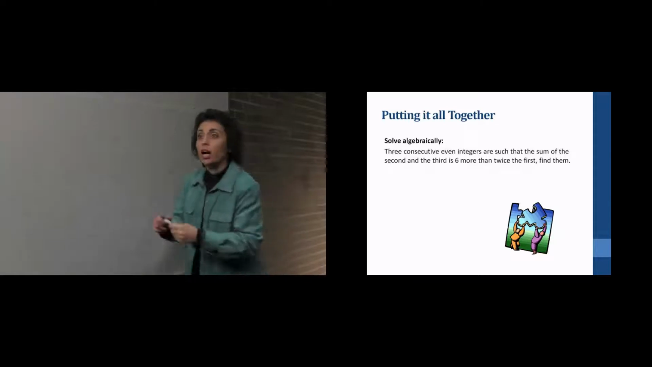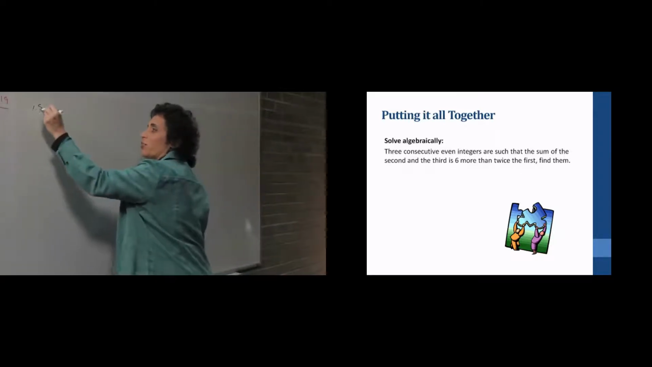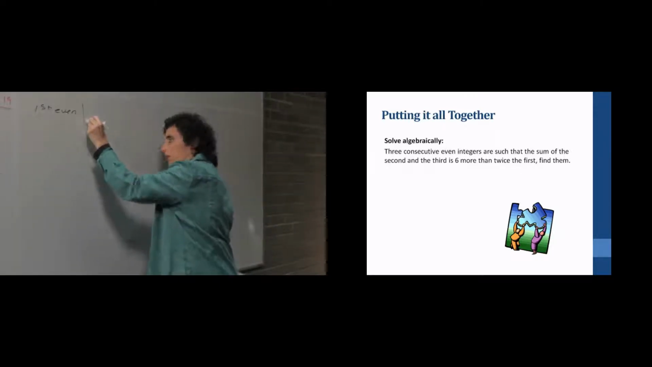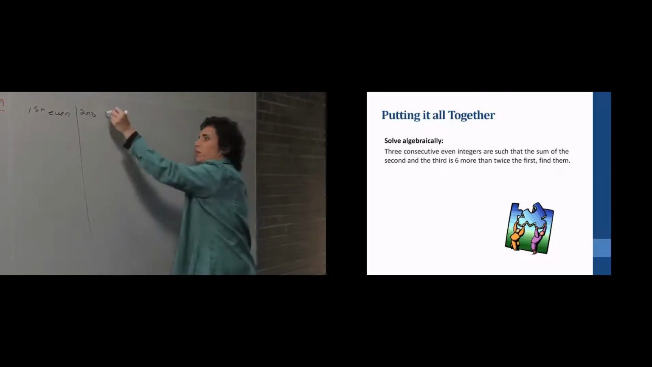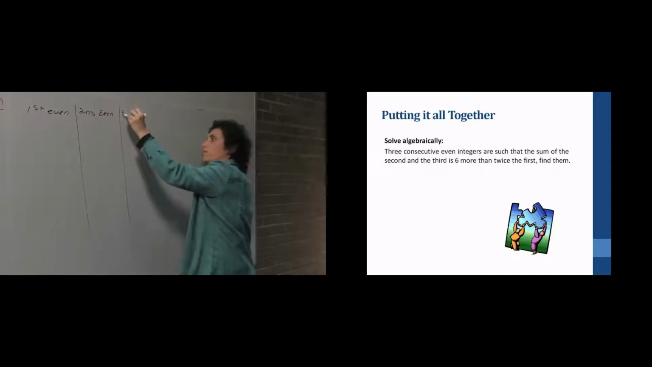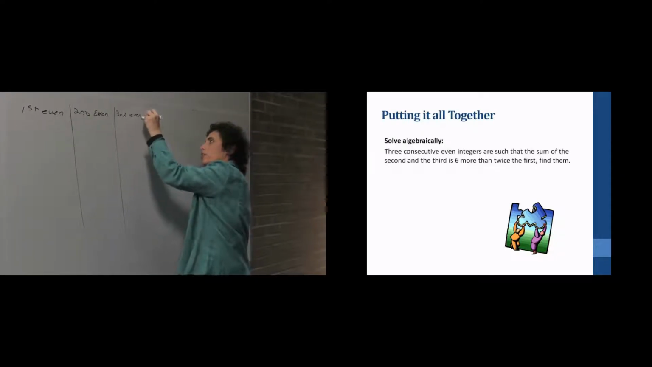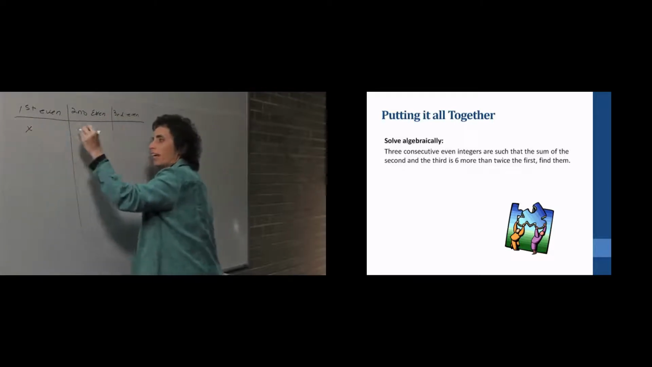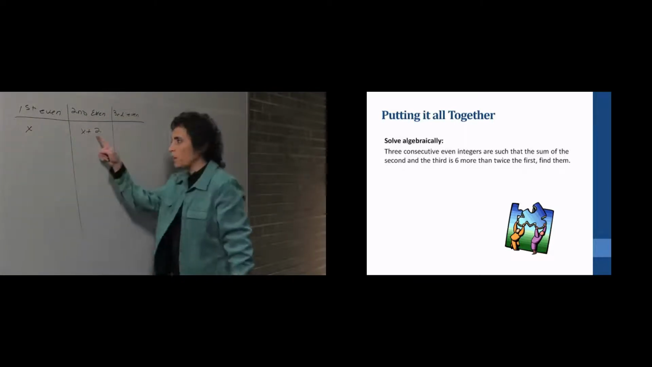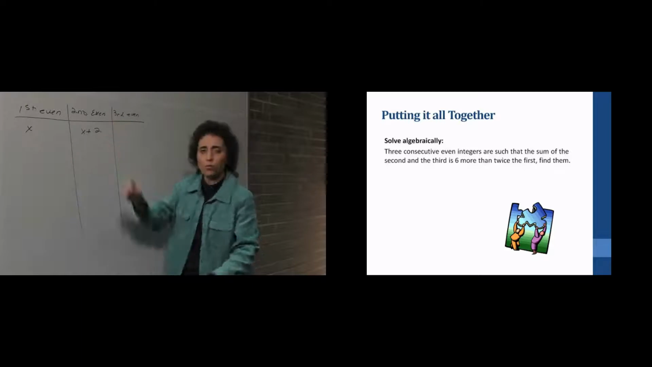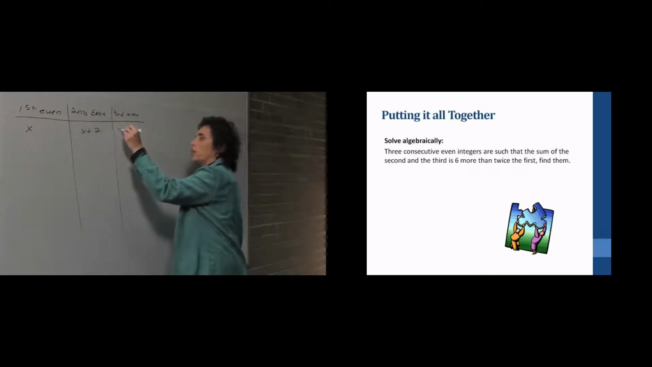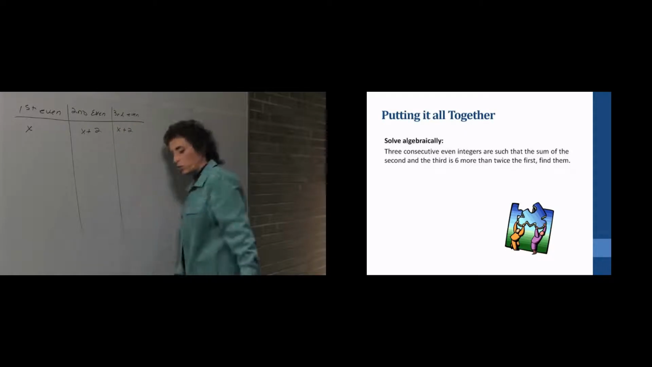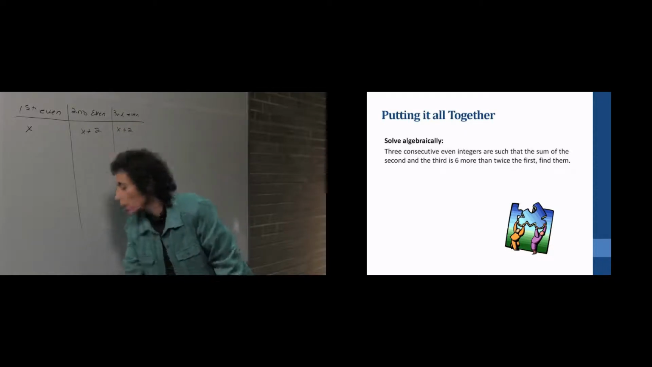Okay, here we go. Three consecutive even integers. So they're even. First even, second even, third even. X plus 2. Not because 2 is an even number, but because to get from one even to the next even, we've got to move 2 spots. Take 2 steps on the number line. Add 2 more, we get x plus 4.